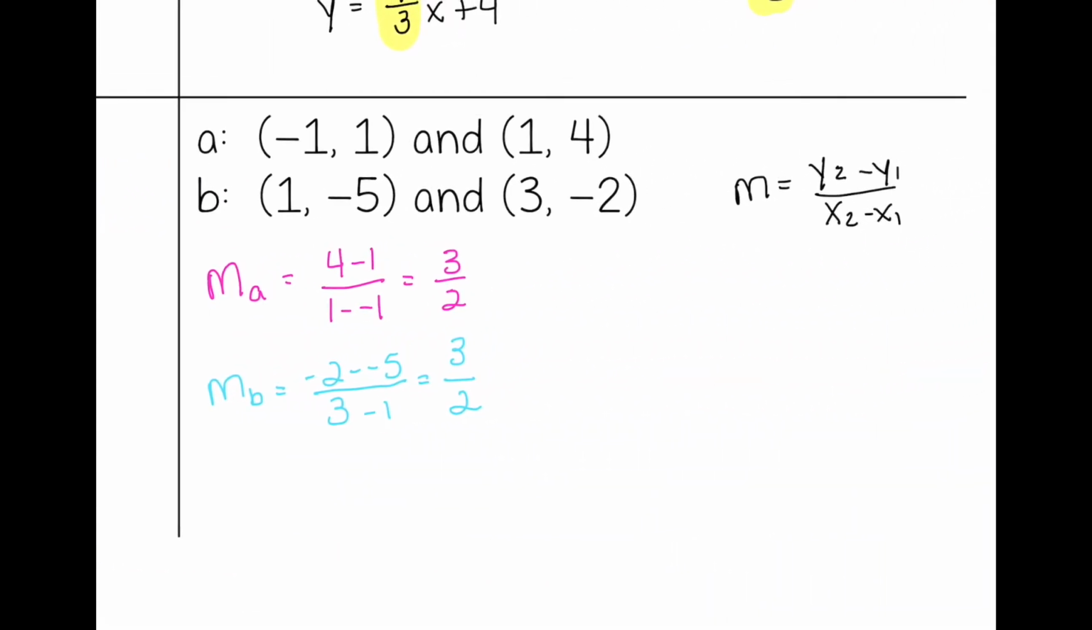And lastly, we have sets of points. So with these, we're going to use our slope formula to find out what the slope is of the line that contains those points, and then we can compare them, and if they are the same, like here, the slope of line A and the slope of line B are both 3/2, that means we have parallel lines.